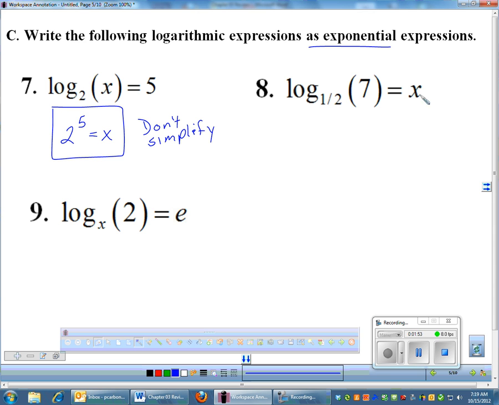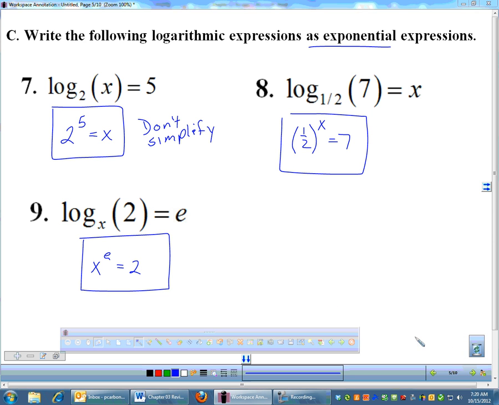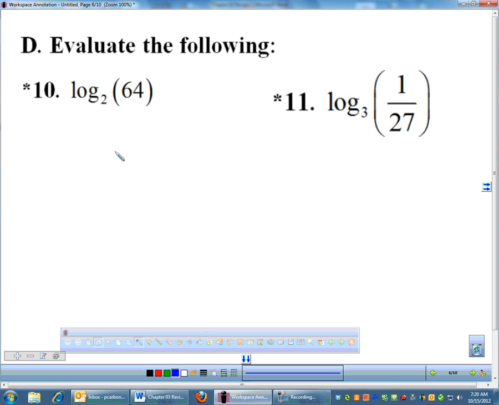So number 8, log base 1/2, so that's going to be 1/2 to the x power is equal to 7. And this one, the base is x, so x to the e power is going to equal 2. And you can't do much with those, so there's our answers. Those take about 2 seconds. I like those problems. Don't y'all like those problems? I like those problems.